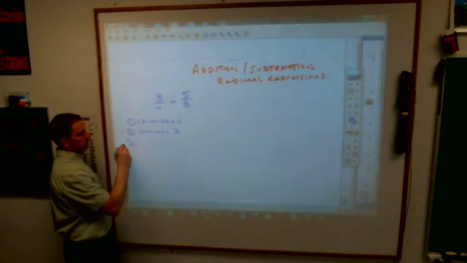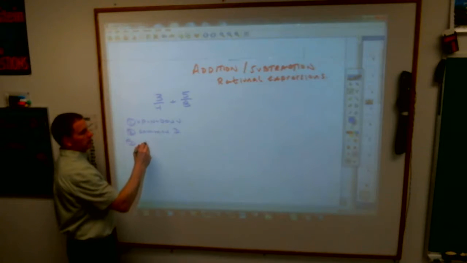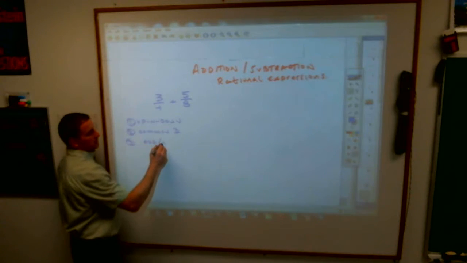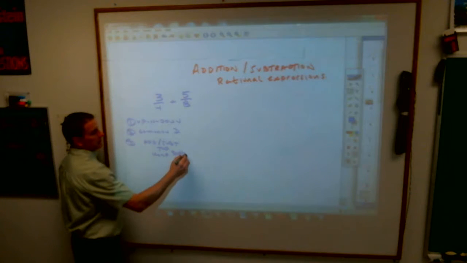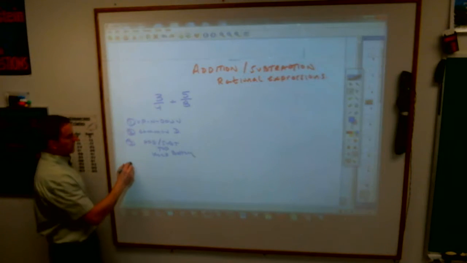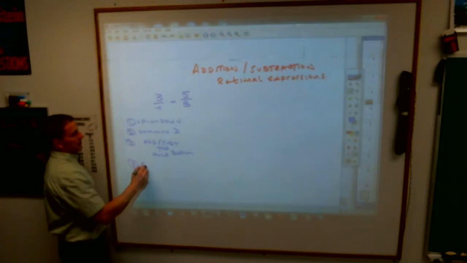Step number 3, add or subtract the top and keep the bottom the same. Claire, are you singing along or no? And number 4 is simplify.